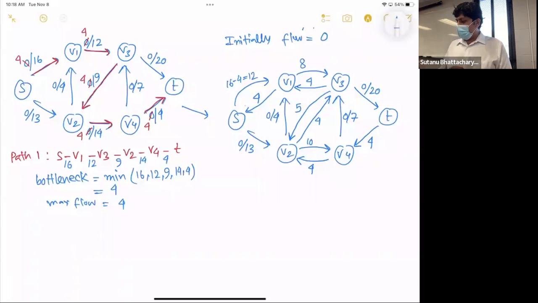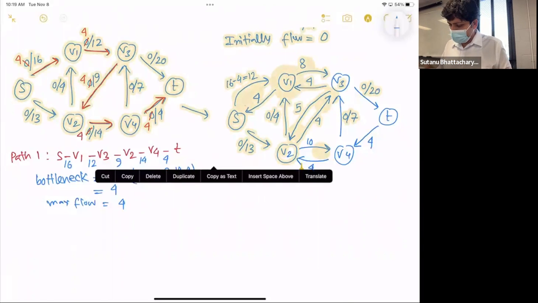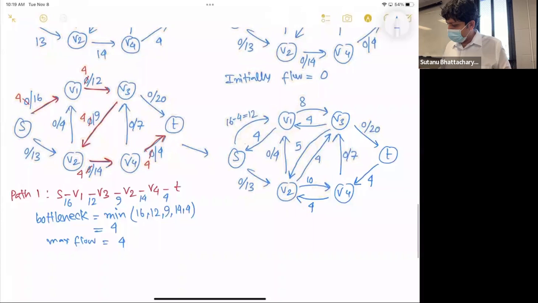So now we'll continue from this residual graph. From this residual graph, we'll find augmenting path. And what is augmenting path? Path with remaining capacity greater than 0. Okay. So we'll utilize this graph. So if I draw, copy it.